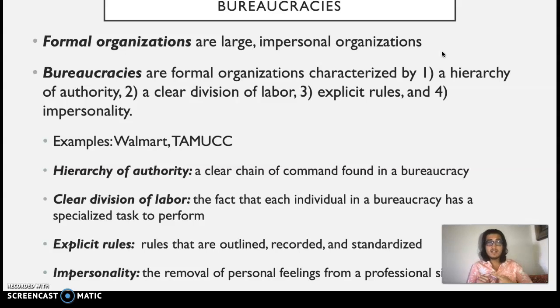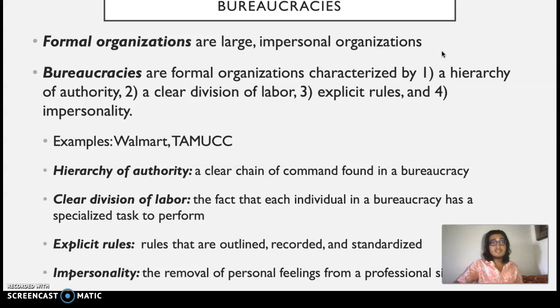The first characteristic of a bureaucracy is that it involves a hierarchy of authority. They also have a clear division of labor. They have very explicit rules, and they are known to be impersonal. A lot of impersonality with formal organizations. They sound fun, right, bureaucracies? So examples of bureaucracies could be TAMUCC, right, or the Texas A&M University System. Walmart, right? Large businesses, large companies, large universities, hospitals, etc. are typically very good examples of bureaucracies.